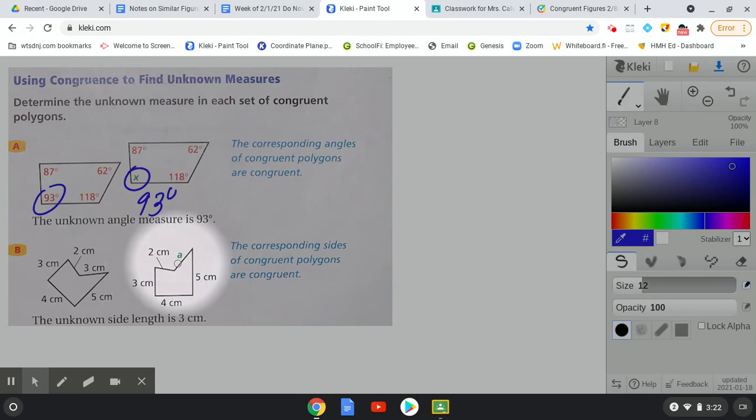Okay, so identifying congruent triangles and being able to tell whether figures are congruent, you're going to be looking at their angle measurements as well as their side lengths and their corresponding side lengths.